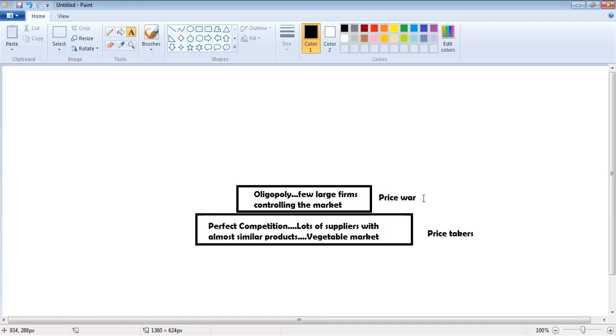So rather they join together and make a deal among themselves that all of us will charge $15, just like a mafia. And in some countries it's actually illegal. If you join with other companies, make a secret deal and fix the price, it might be illegal. You might go to jail. So you have to be careful.